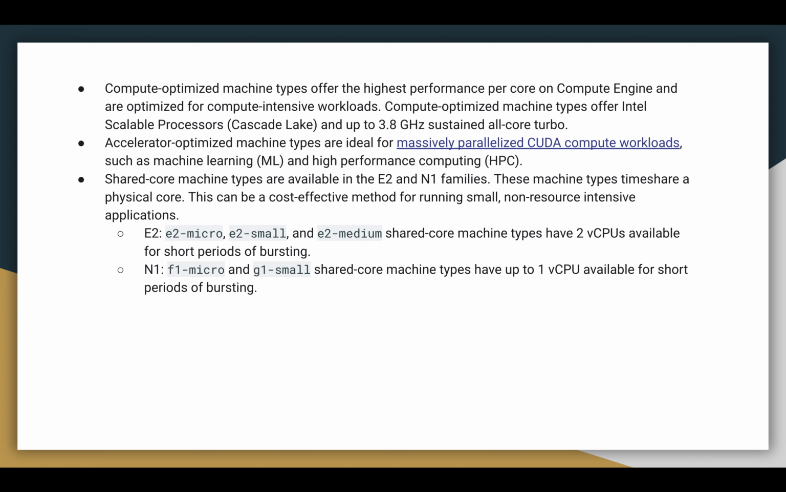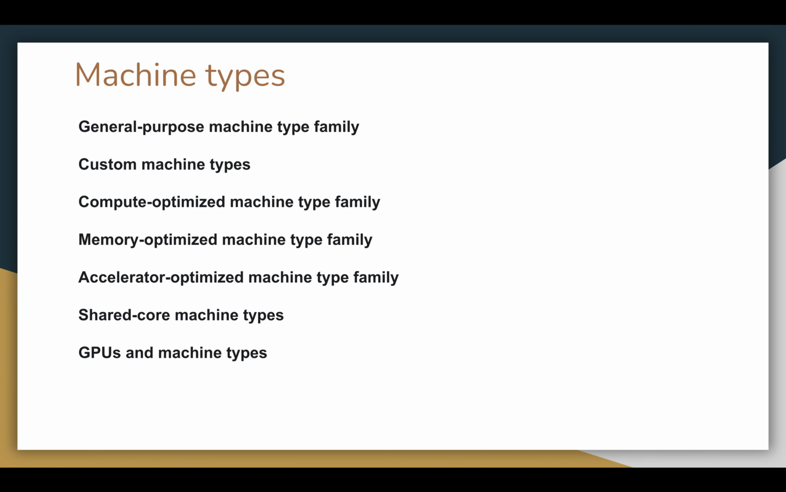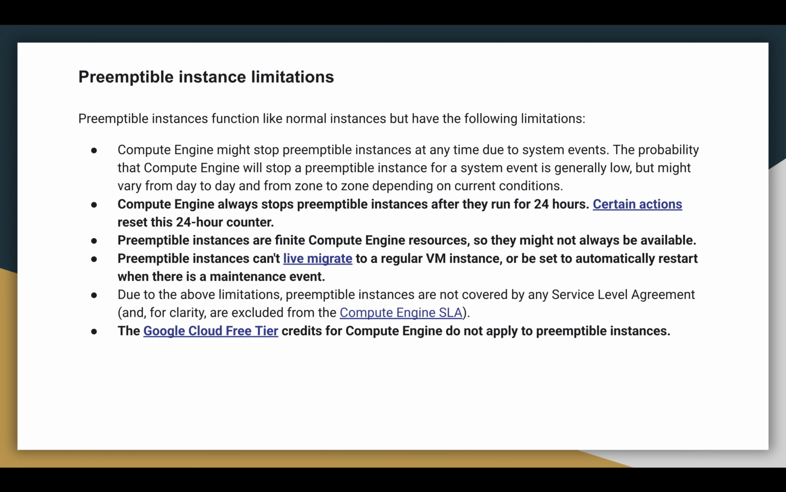Here we have given E2 and N1, you can refer to it later. So machine types: we have general purpose machine type, custom machine type, compute optimized machine type, memory optimized machine type, accelerator optimized machine type, shared core machine types, GPUs and machine types. So these are the machine types.